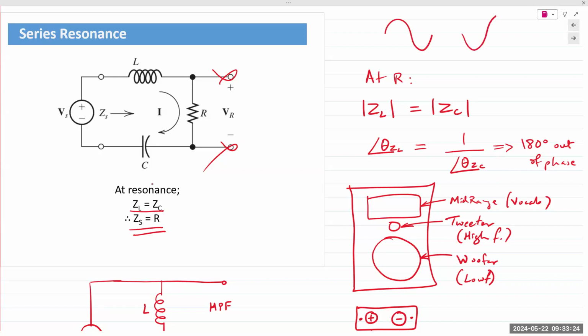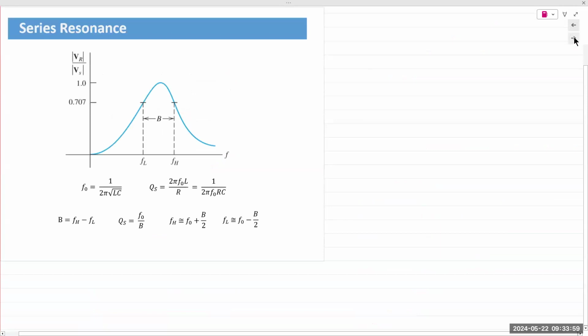Remember I talked about noise cancellation? You add up two signals of the exact same frequency and the exact same magnitude, but 180 degrees out of phase, and they will cancel each other out. And that is what happens. So at one single particular frequency, the impedance of the capacitor and the inductor are exactly equal in magnitude but opposite in phase. So the total equivalent impedance of the entire circuit is simply the resistor, ZR. And the output will go to maximum.